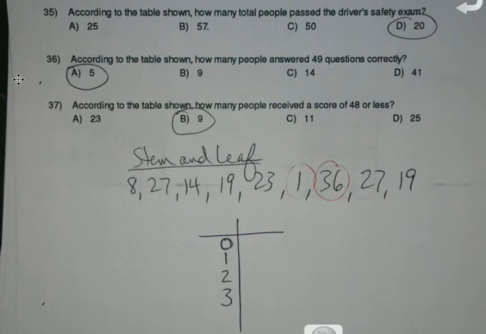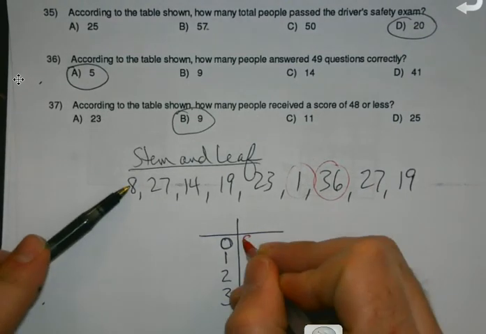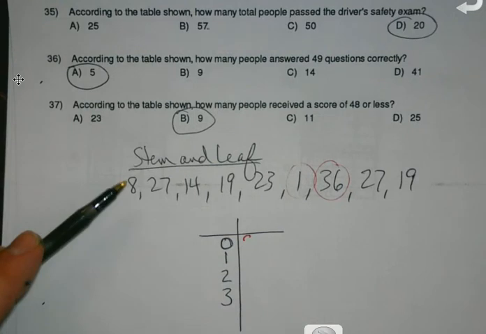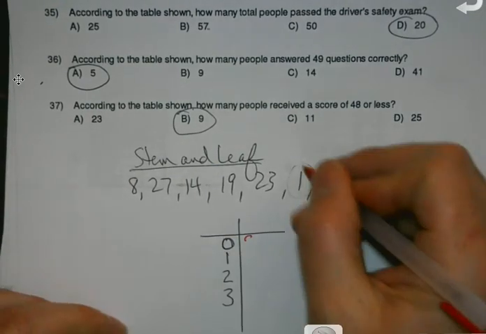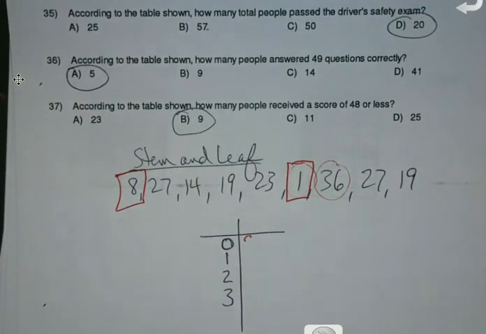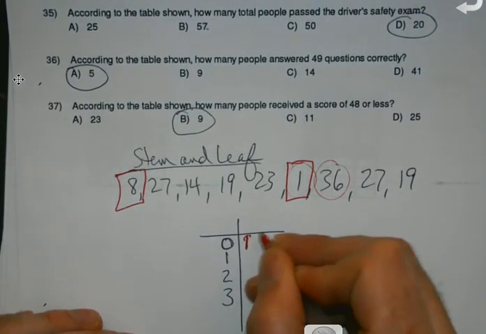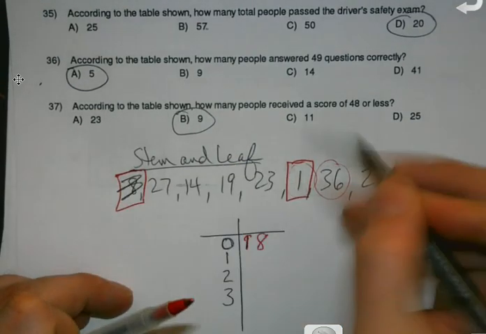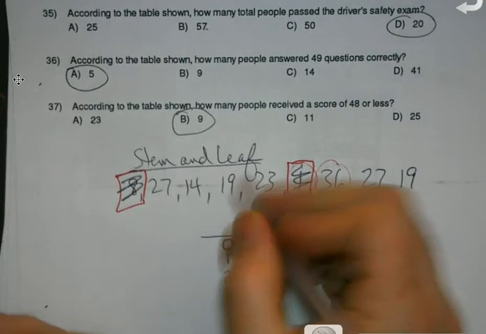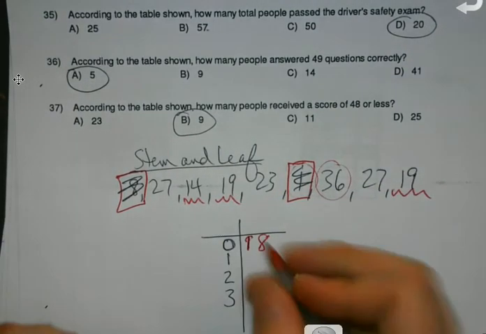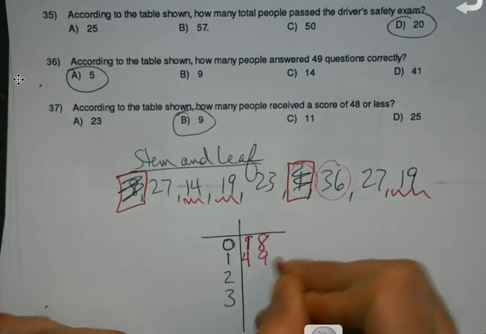And then my leaves, so like with 8, okay. Now here's what I got to be careful of. Your leaves need to be in numerical order. So for instance, I notice I have 1 and 8 are my only single digit numbers. So I put 1, and then I put 8, because I want to put them in order. So then I'm like, okay, I'm done with those. What about the teens here? I got 14, and I got 2 19s. So I got a 4 and 2 9s.